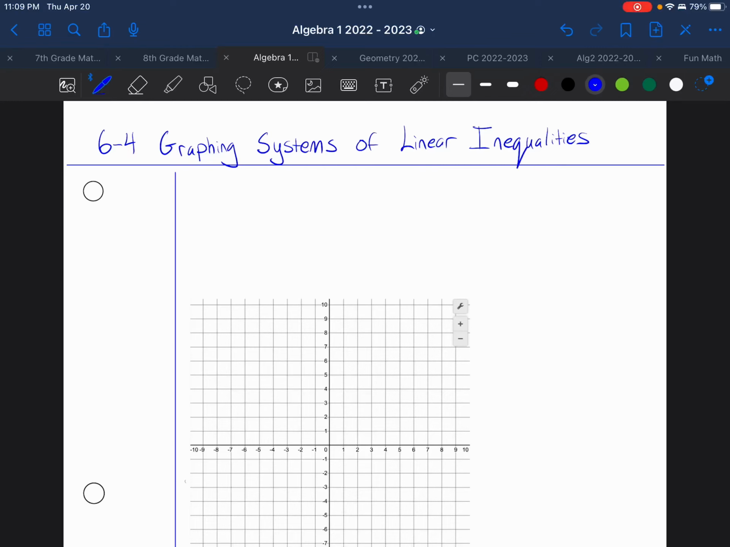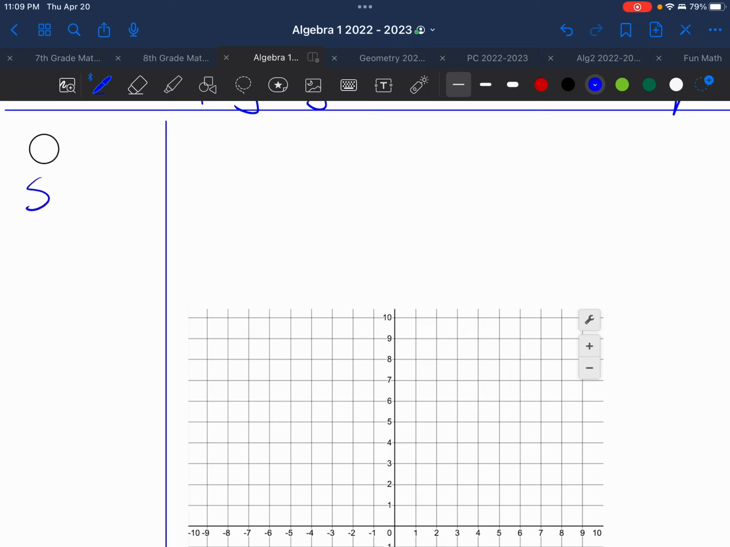This is Algebra 1, Lesson 6-4, Graphing Systems of Linear Inequalities. This is kind of a weird one because we're doing inequalities, which means we have shading to do. Let's first talk about symbols, and then we'll jump into some graphs. So let's talk about our symbols.